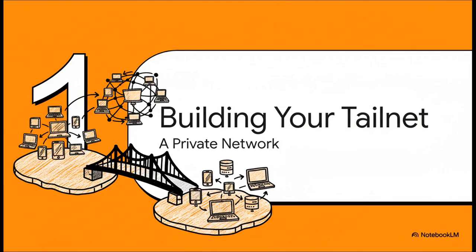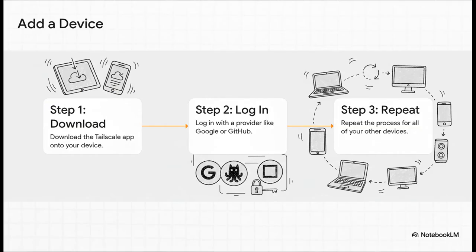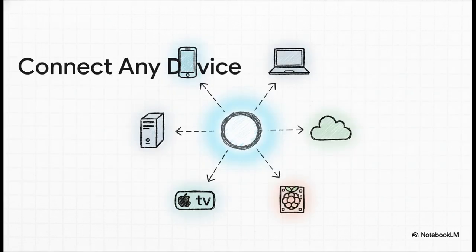So, how do we build that bridge? We do it by creating our own personal network. Tailscale calls this a tailnet. And believe it or not, getting started is incredibly easy. No, really, it is this straightforward. First, you just download the Tailscale app onto whatever device you want to connect. Then, you log in with an account you already have, like Google, Microsoft, or GitHub. And finally, you just do that again for every other device you want on the network. That's it. Seriously.